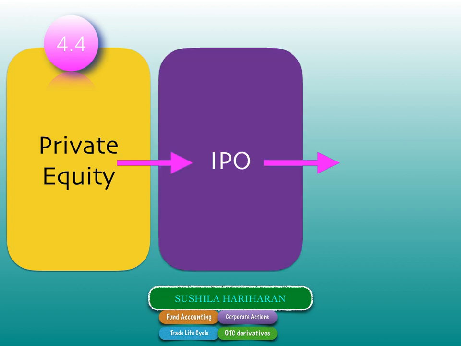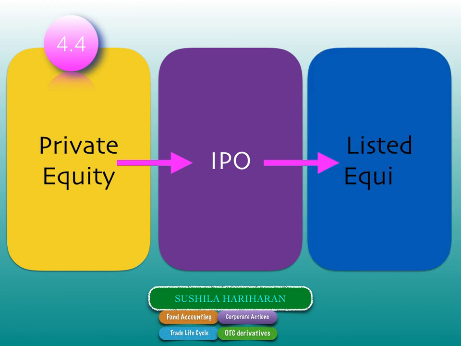A private equity company does an IPO, that's an initial public offering, also called the primary market offering, and the IPO results into the listing of the stock on the stock exchange. So this is the transition that happens from private to listed. Companies can be private forever.